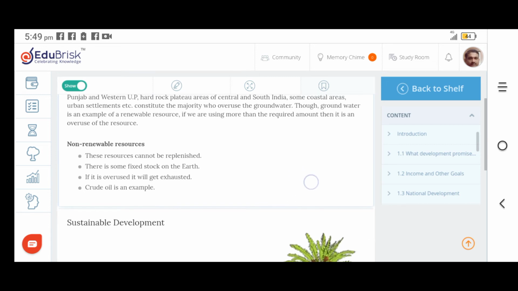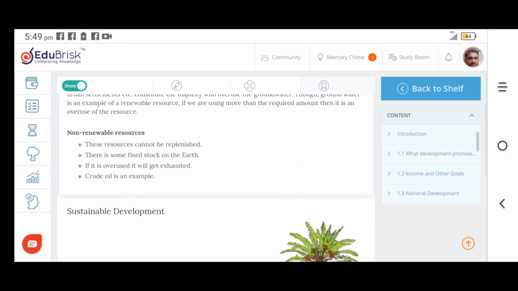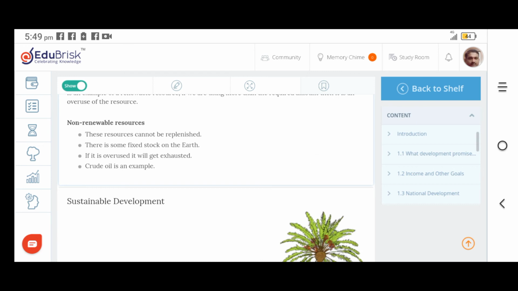Otherwise, they won't get them. Example, underground water. If we utilize underground water recklessly, definitely the future generation will not get water. When we pollute the air, definitely the future generation will not get air. So it is our responsibility to keep it for the future generation.